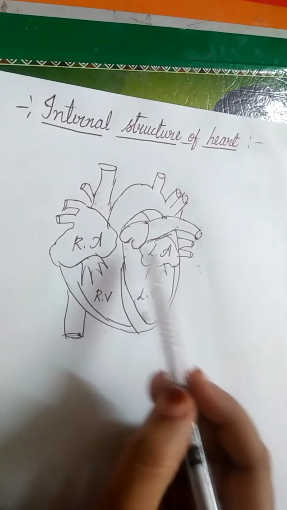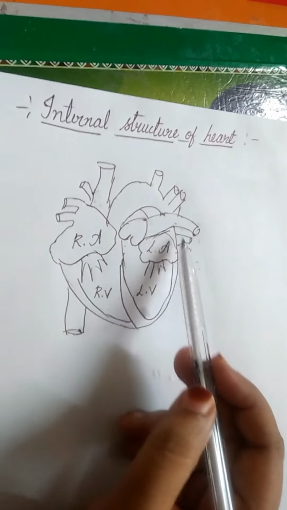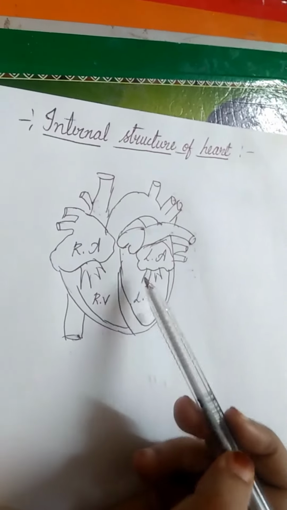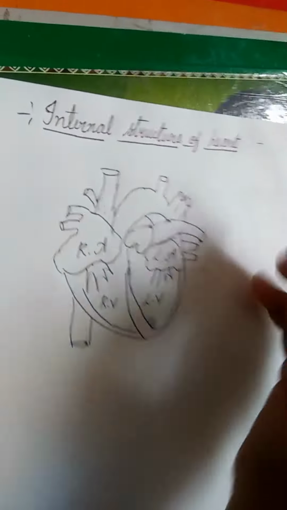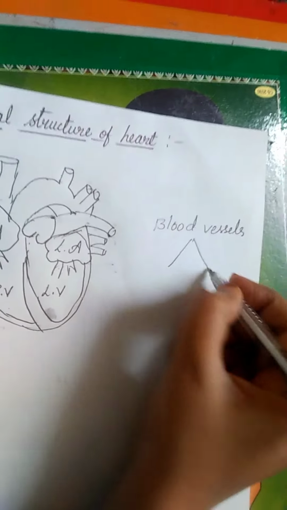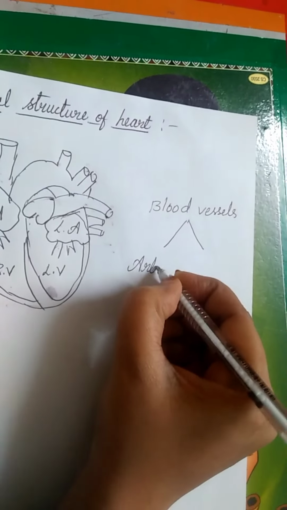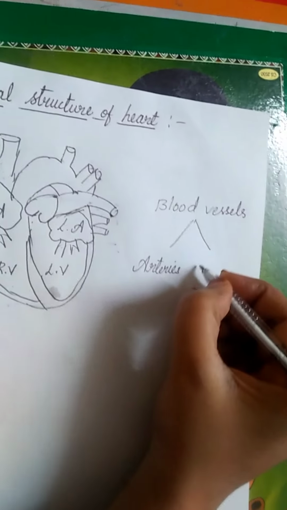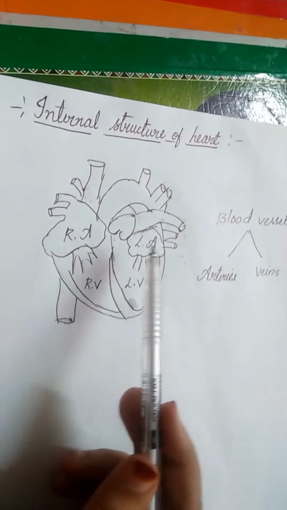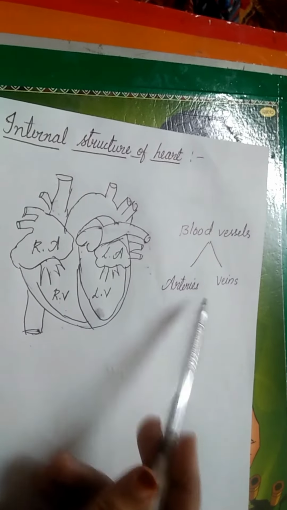Anyways, as I told you, there are 4 chambers in the heart, and if you look, there are small openings in the heart. The heart is supplied by many blood vessels. These blood vessels are divided into 2 types: arteries and veins. See students, don't get confused. The chambers of the heart are auricles and ventricles, but the blood vessels are arteries and veins.